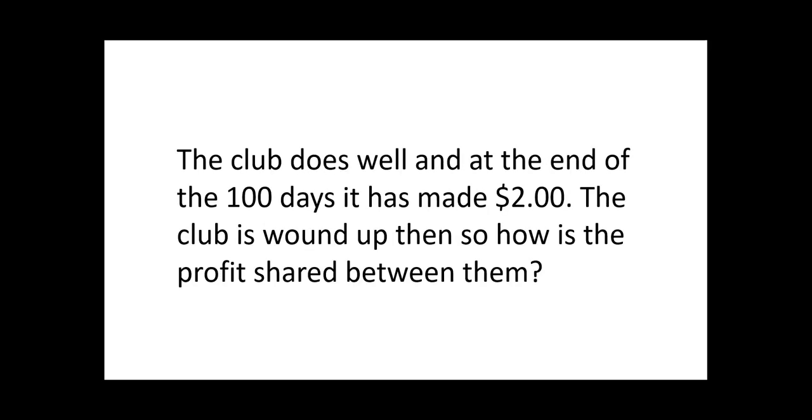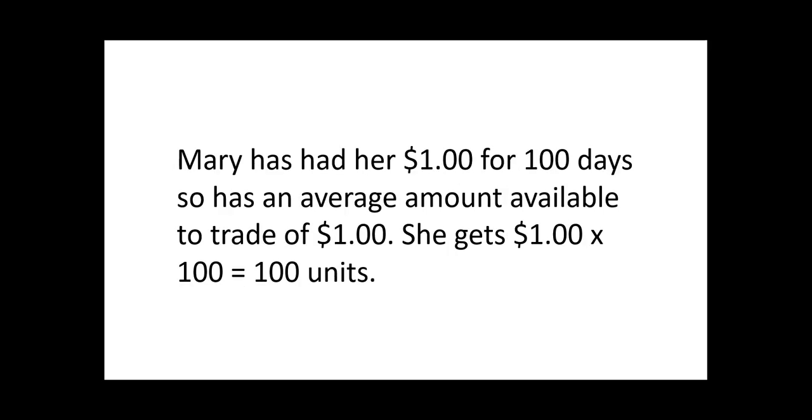The club does very well, and at the end of the 100 days it's made $2. The club is wound up then, so how is the profit shared between the 2 members? Mary has had her $1 in for 100 days, so has an average amount available to trade of $1. So she gets $1 times 100 equals 100 units.